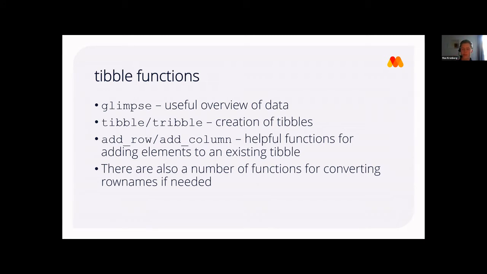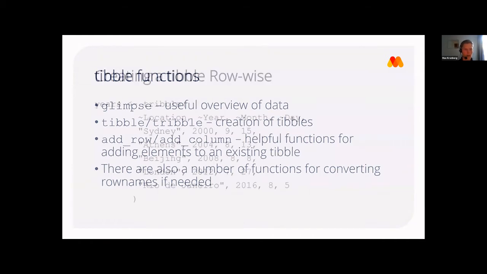Actually, you said as data frame. If you run as data frame, it'll convert it to a data frame. But equally, you could create something as a data frame and then run it through the tibble function, and it'll turn it into a tibble. And then there's a few functions for adding columns and rows if you need to, and a few other things for converting row names because they get removed. So there's a few ways of dealing with that, essentially.